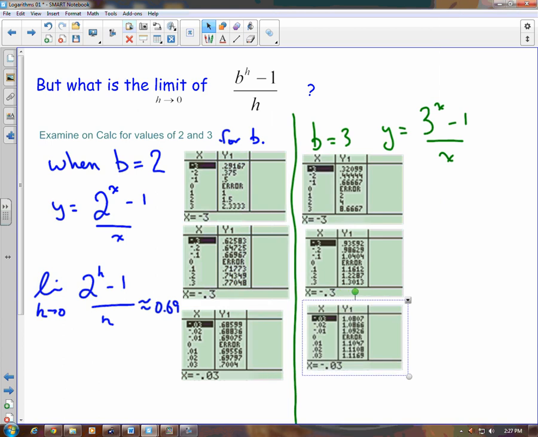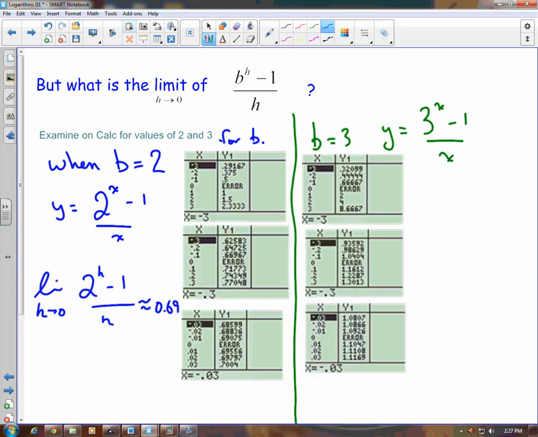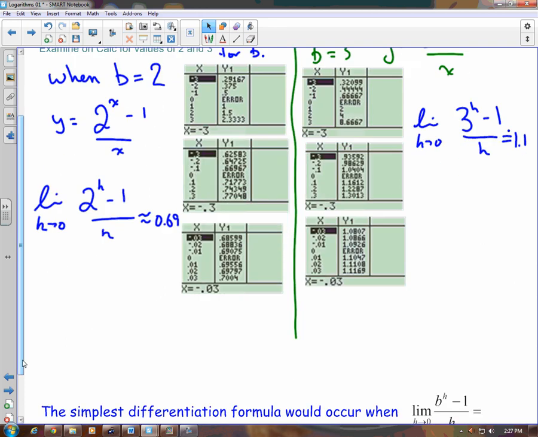And so again, what this is basically saying is that the limit as h approaches 0 of 3 to the h minus 1 over h is about, call it 1.1-ish. Right? So when we look at the derivative, here's basically what we're seeing so far: if y is equal to 2 to the x, what's the derivative?